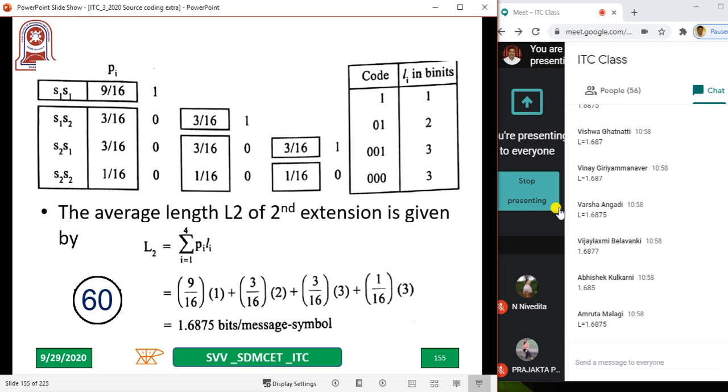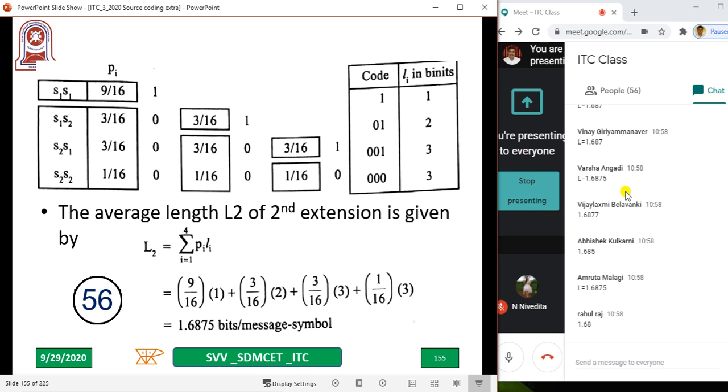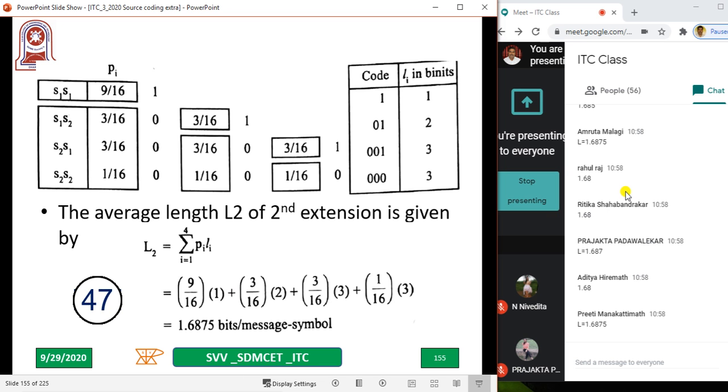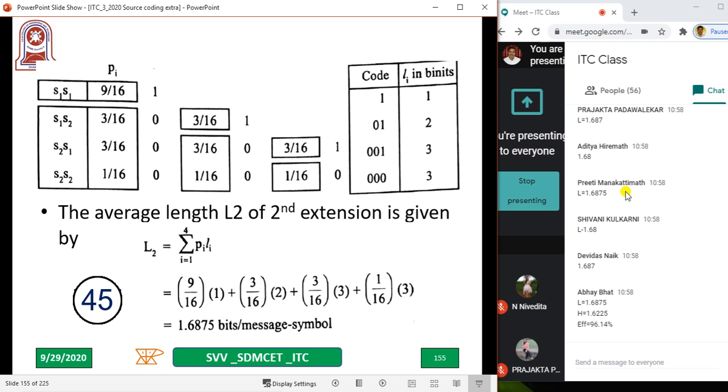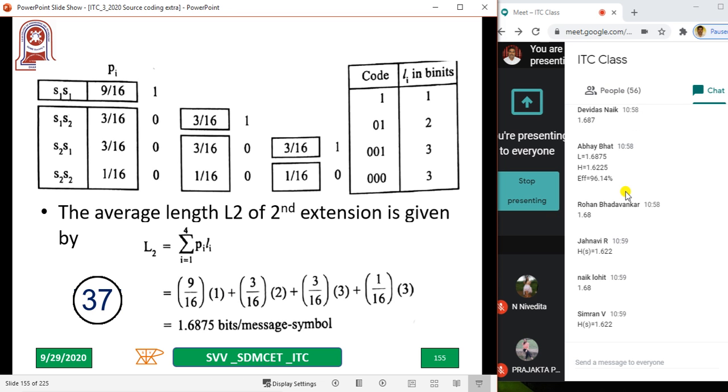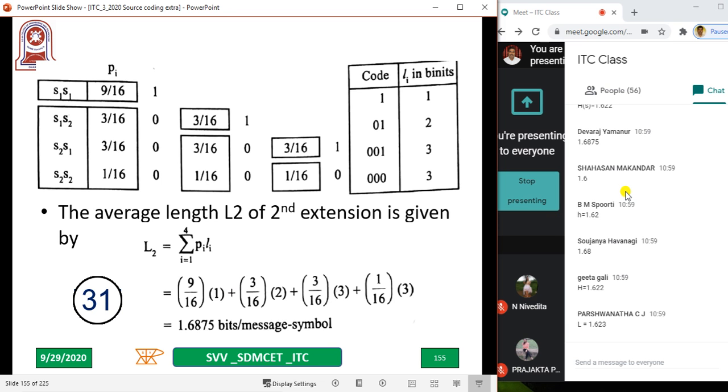I'll take a few more seconds and complete this. I'll go to the next. Amrita, Rahul and Vijayalakshmi, Vinay, Varsha, all are getting 1.68. Prajakta, Aditya, Preeti, all are getting 1.6. And Abhay Bhatt has typed everything. H equal to 1.622, efficiency 96.14. Very good, Abhay Bhatt. Rohan, 1.68. Janvi, H of S equal to 1.6. Nayak, Shahasan 1.6, Spurti 1.6, Geeta 1.6, Parshvanath 1.6, Charan 1.6, Nivedita 1.6, Rahul also 1.6.